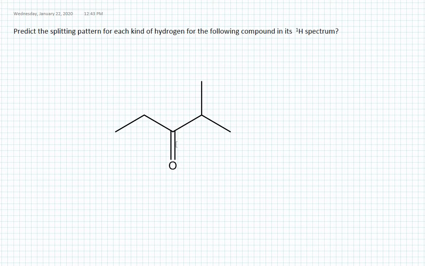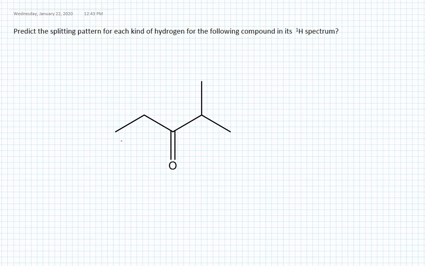Let's look at the molecule, and the first thing in this type of questions that you have to do is to determine different types of hydrogens. Since the molecule is given in skeletal structure, we have to explicitly show different hydrogens on the structure.